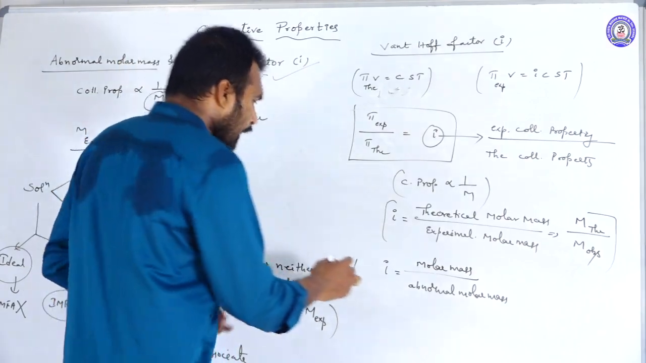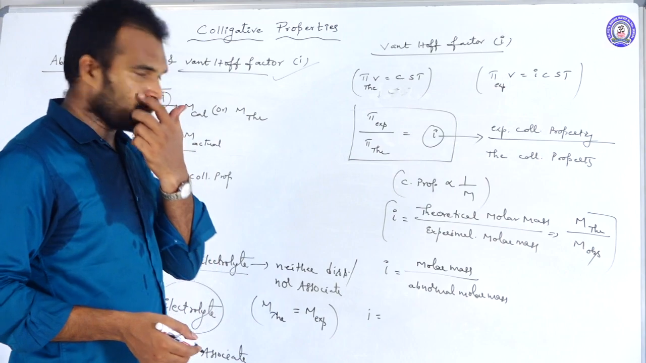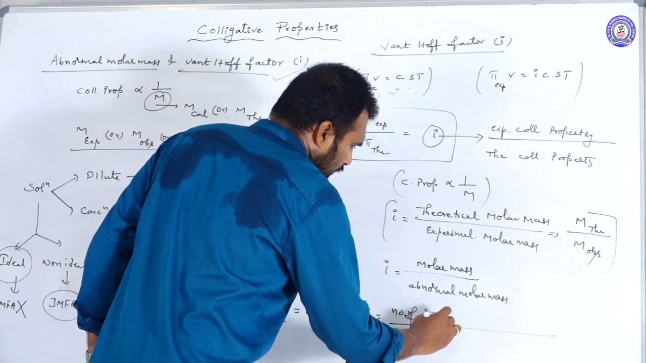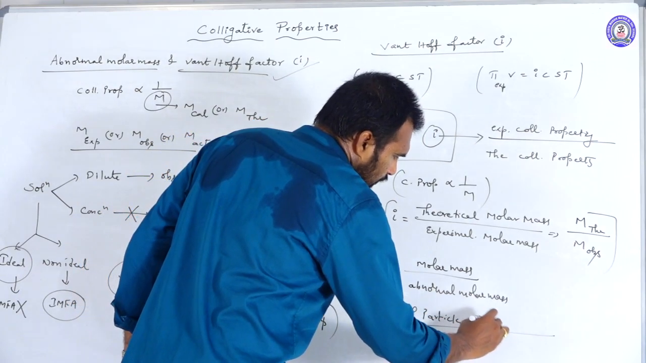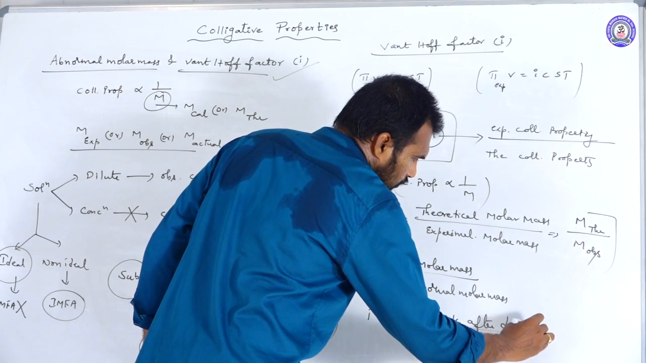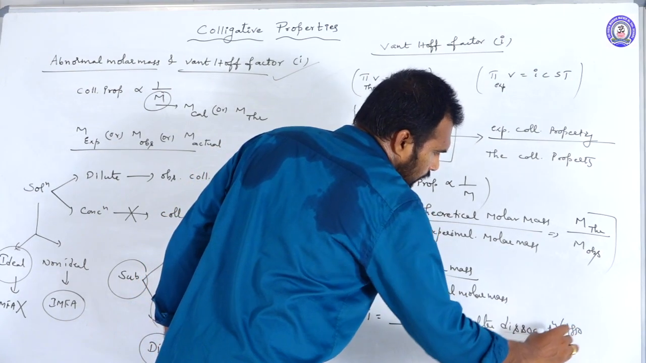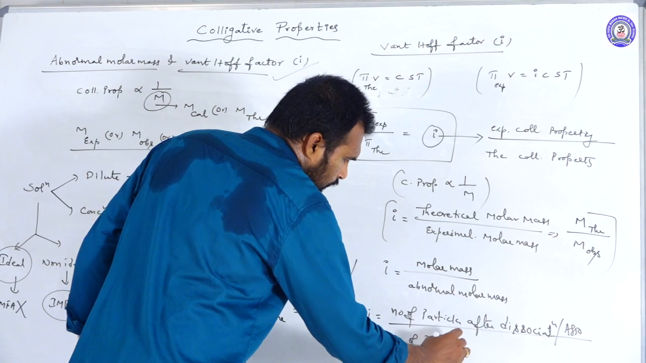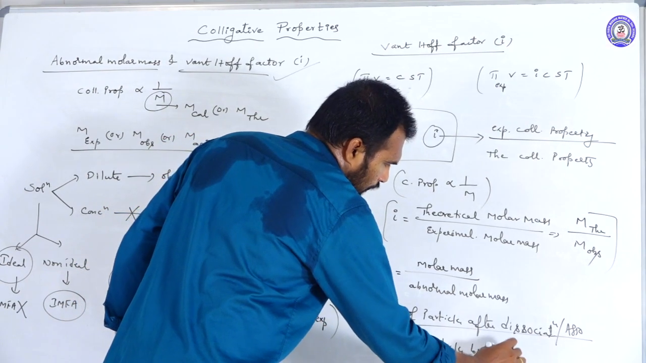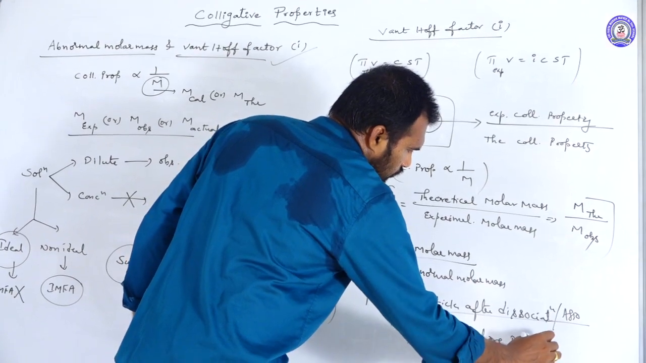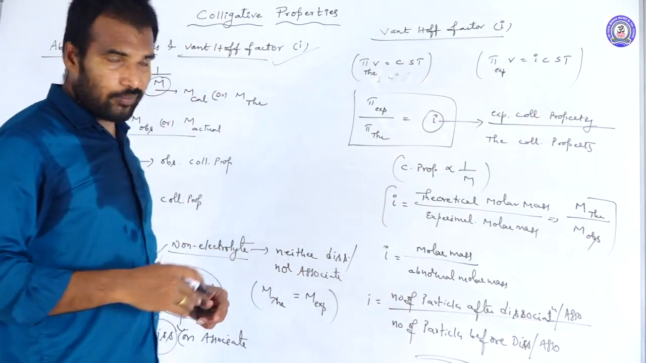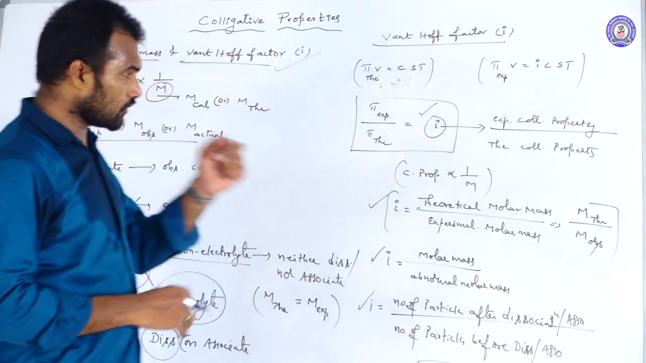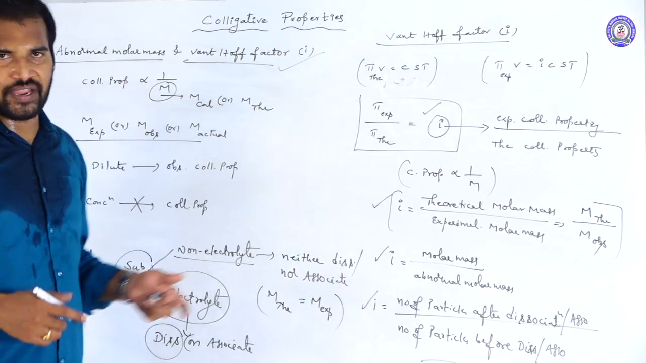There is one more formula, and by using the number of particles also we can define it. It is a ratio between the number of particles after dissociation or association, whatever it is, after, not before, divided by the number of particles before dissociation or association. So these are the four formulas. This is one, this is the second, this is the third, and this is the fourth. By using these four formulas, we can calculate the Van't Hoff factor i.